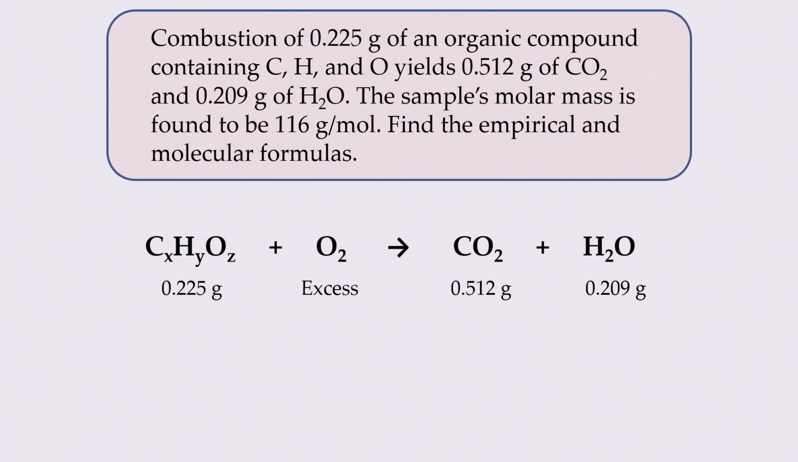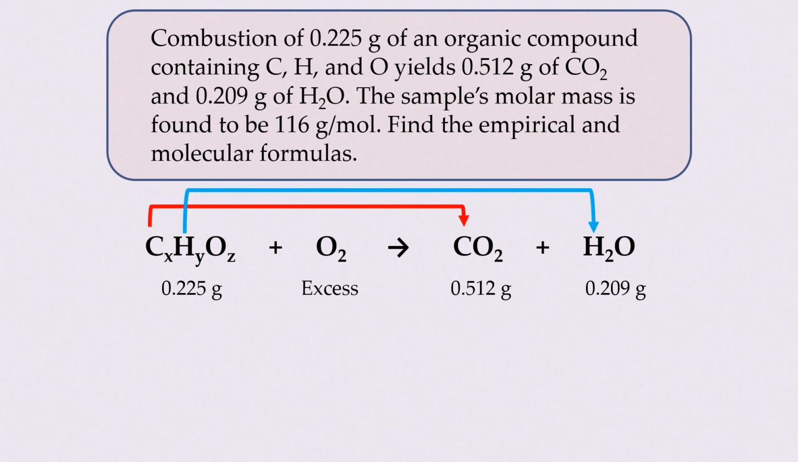Here's the equation, unbalanced of course, because we do not know the molecular formula. But it does illustrate that the carbon from the sample is converted to carbon dioxide and the hydrogen is converted to water. We'll find the oxygen of the sample later. First, let's identify the amount of carbon and hydrogen in our sample. To do this, I'll take advantage of the percent composition of carbon in carbon dioxide and hydrogen in water.